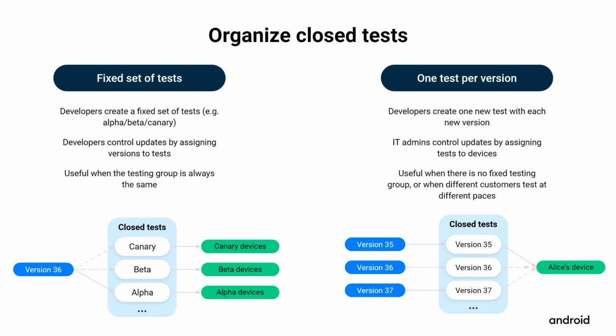The second approach is to create one test per version. So every time a new version is available, the developer creates a new test for it, names it after the version, and then makes it available to organizations. It's then up to the IT admin to decide which devices receive which version. With this approach, it's the IT admin who is in control of updates. It's particularly useful when part of an organization or different organizations want to update to the new version at their own pace.